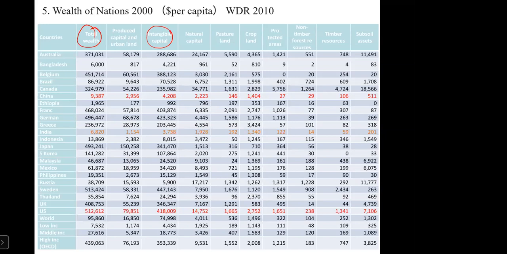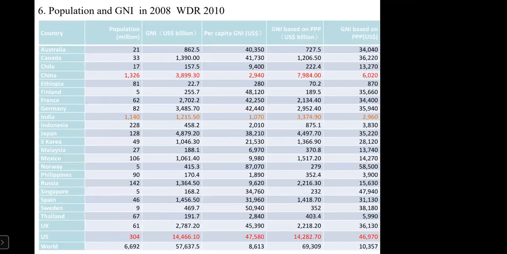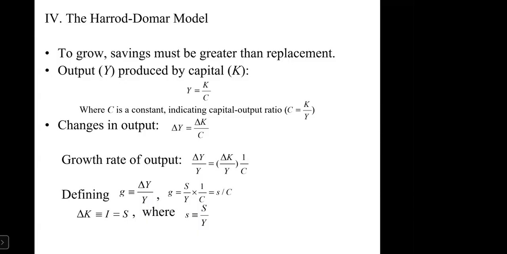So I'm going to skip these details, just for your reference, to see their different experience across countries. Similar, here's the population. Now, we are going to move to the third economic series to understand economic growth. This is called the Harrod-Domar Model. Just to remind you, we have just learned 2 models. First is Schumpeter's creative destruction. Second is Rostow's stages of growth. So now we move to the third model.